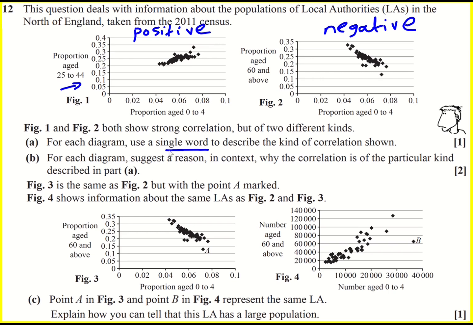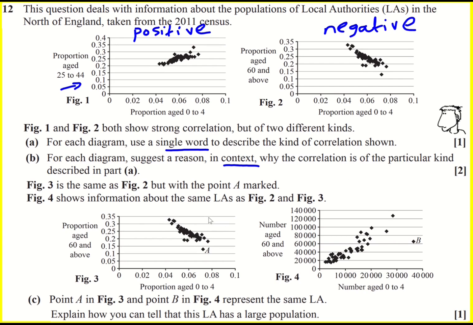In part B, we're asked for each diagram suggest a reason in context why the correlation is the particular kind that we've described. Why do we have positive correlation here and negative here? I always struggle with these, especially just for 2 marks. You've got to hit some key points. I wrote a load of stuff.